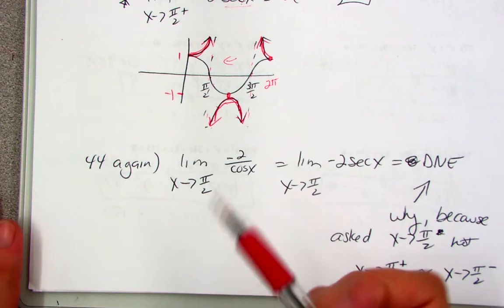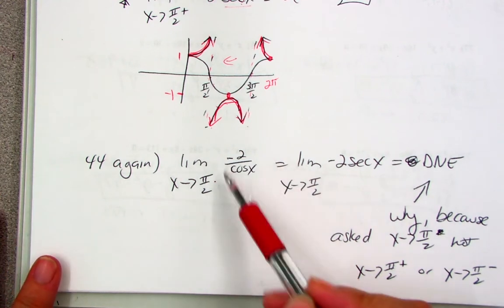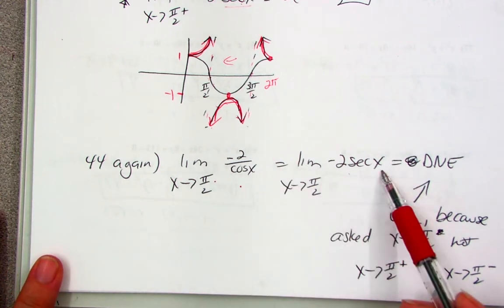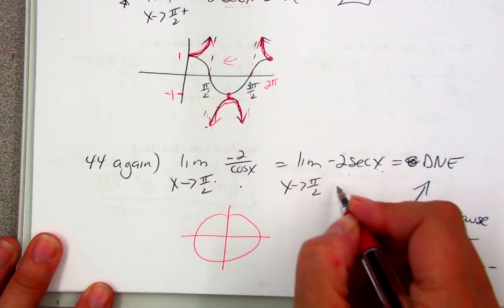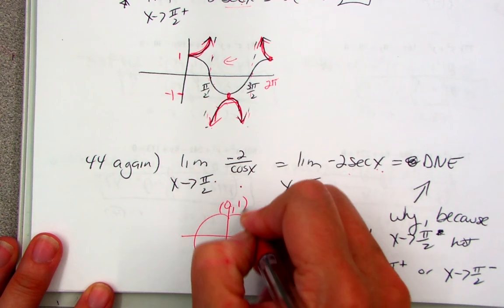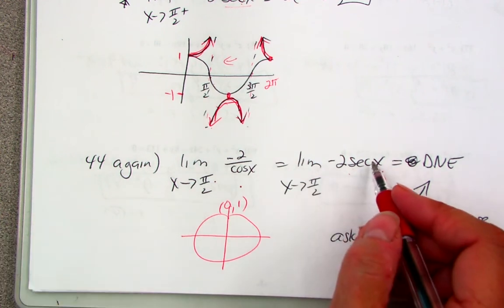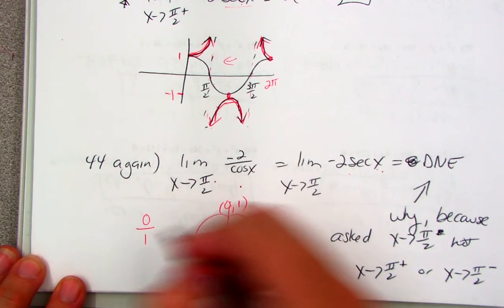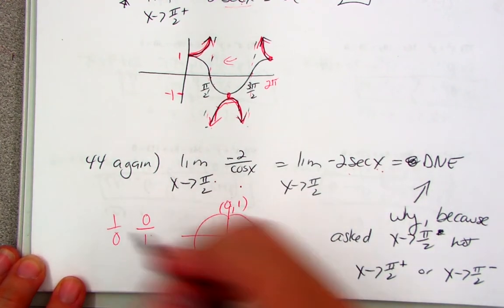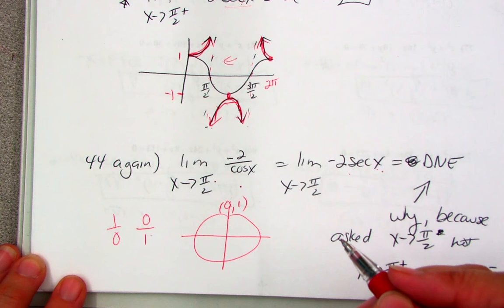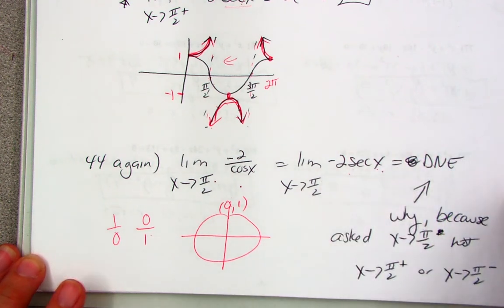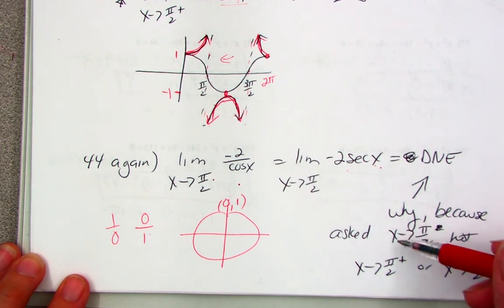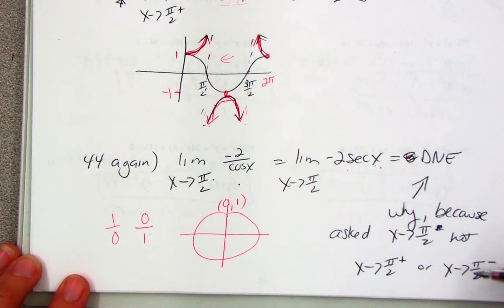44, I'm going to do it again. Again, if it doesn't have the plus or minus, same exact thing. I can go ahead and try to do this, but the secant of pi over 2, again, let's take out the unit circle this time. Pi over 2 is here, that's 0, 1. What is secant? It is the reciprocal of cosine. Here's cosine. Cosine is 0, right? So I can make that a fraction, take the reciprocal. That's undefined. I know that's a vertical asymptote. Because it doesn't say plus or minus, I just say does not exist. Again, why? Because I was asked x approaching pi over 2, not from the right or from the left.